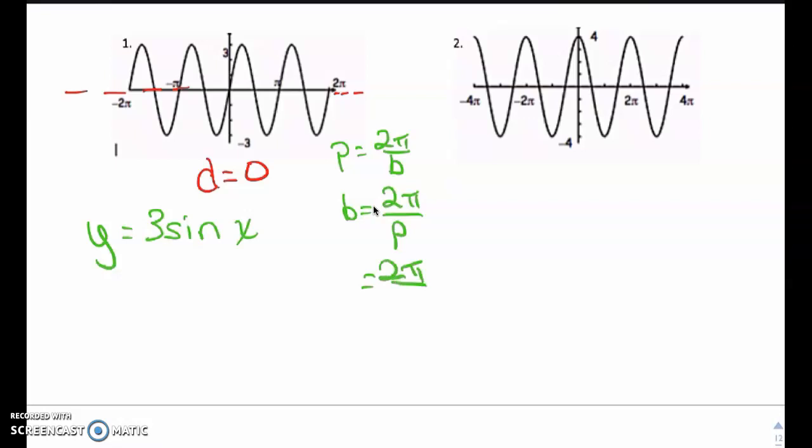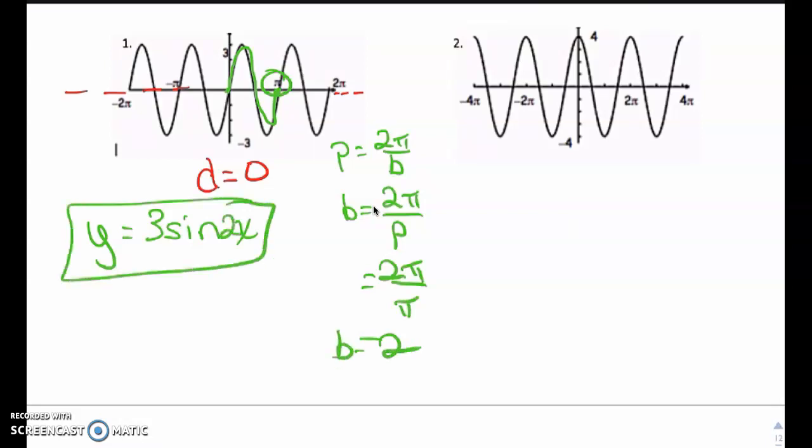Well, remember your period is the distance it takes to go one wave. So if I can complete one wave in pi units, therefore my b value must be 2. So this would be my equation. Okay, so let's look at number 2.